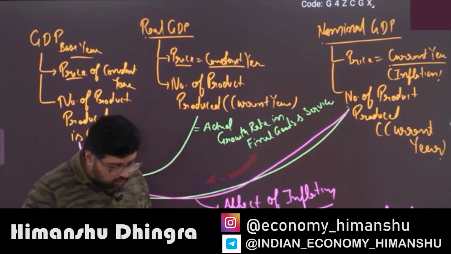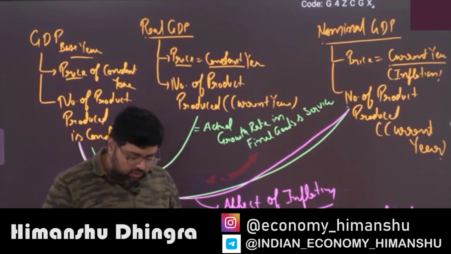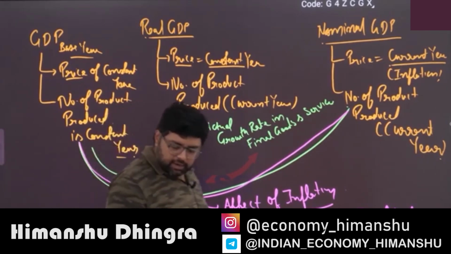Okay. What is the conclusion, sir? If inflation is too high and producers don't want to make products, then GDP will be low. Okay. So the conclusion here is this, beta.